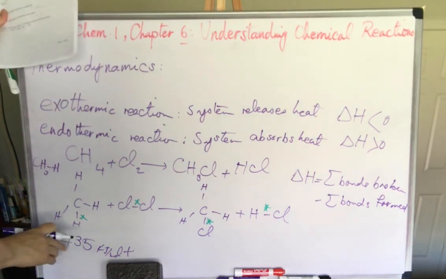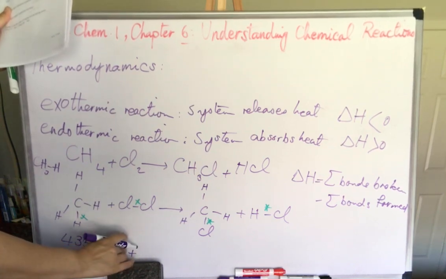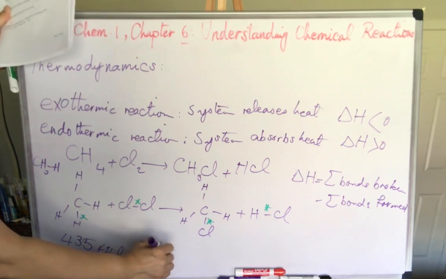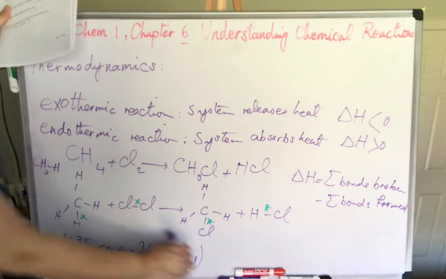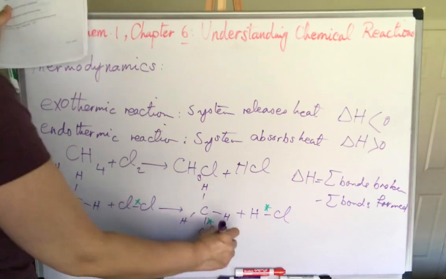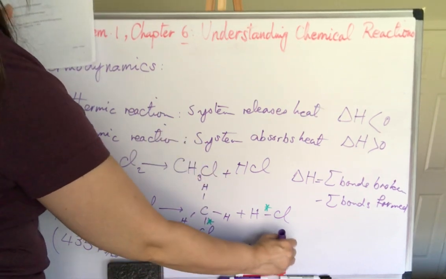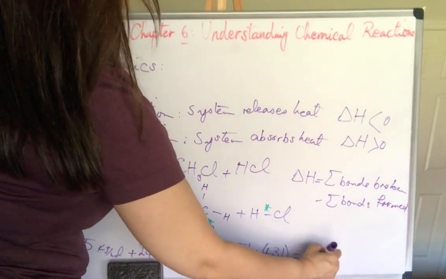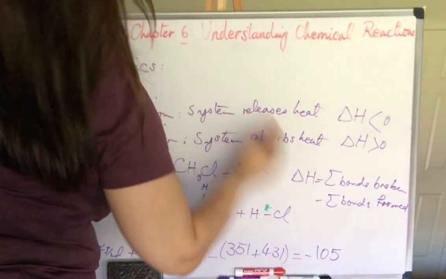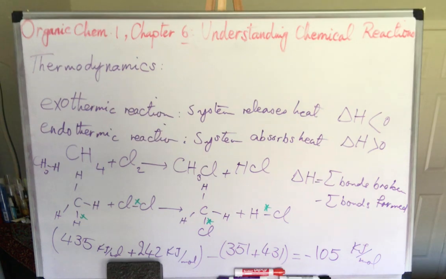So 435 for this molecule plus, I'm just using table 6.2. I'm not creating the data. Minus the formation of the bond between CH3 and Cl, which will be 351, plus an HCl is formed, so 431. If you calculate everything, it would be minus 105 kilojoules per mole. So if you want to determine if it is endothermic or exothermic, based on the sign, delta H is negative, so it's exothermic.